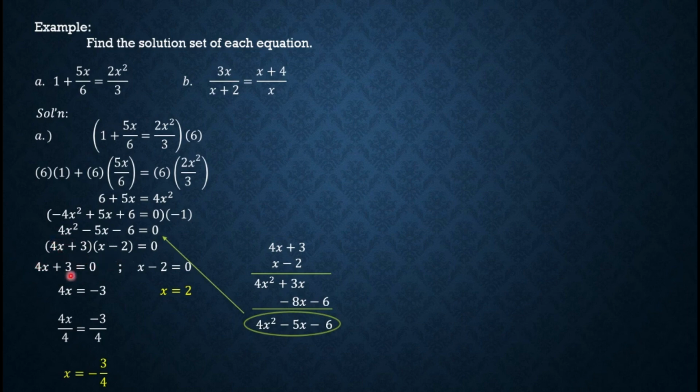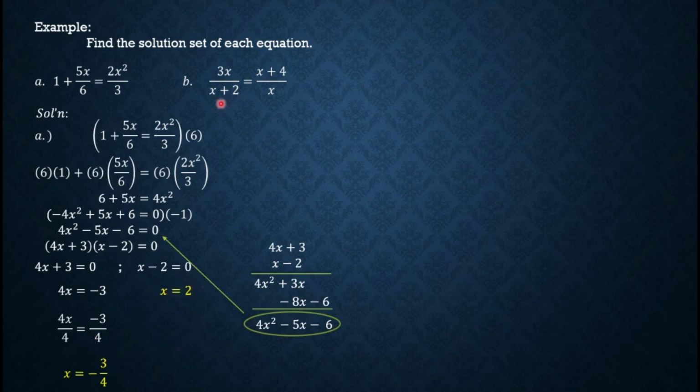So, to obtain the solution set of this equation, 4x plus 3 is equal to 0. So, 4x is equal to negative 3, as we transfer the 3 to the right side, so it becomes negative. To find x, x is equal to negative 3/4. And then the other factor of this equation is x minus 2, so we transfer the 2 to the right side. So, x is equal to 2. Now we have the final solution set.